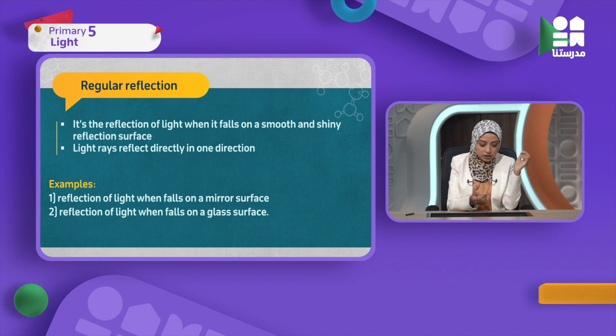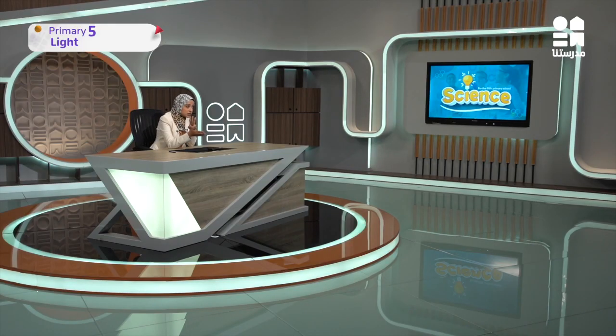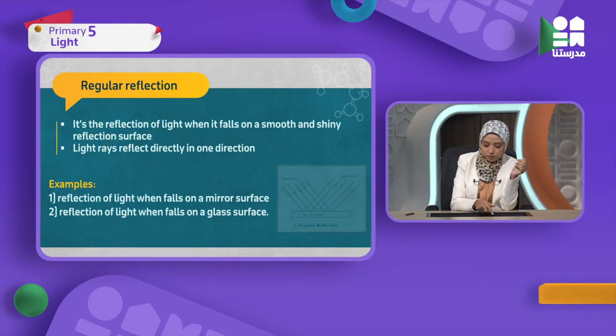Okay, the examples that we have in the regular reflection: number 1, reflection of light when it falls on a mirror surface, and number 2, reflection of light when it falls on a glass surface. In both, we can see our images on the plane mirror, right? Why? Because the mirror is first of all a smooth and shiny surface, which makes regular reflection: it reflects all the light that falls on it in one direction. Therefore, we can see our images on the plane mirror.